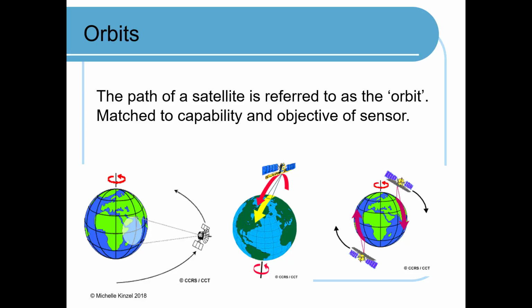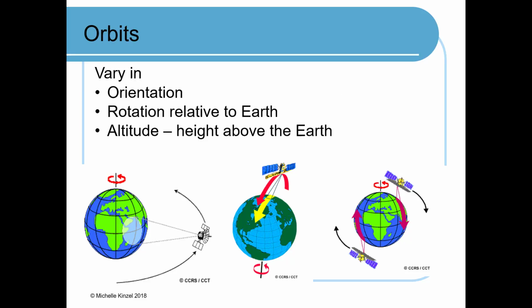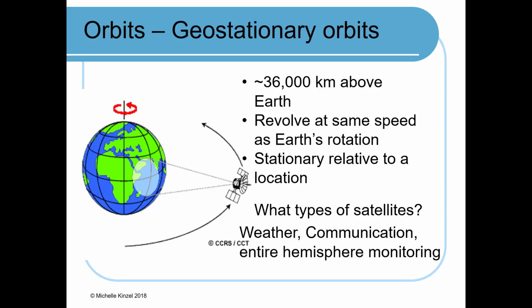When we think about the orbits of remote sensing, this is the path of a satellite, and it's referred to as an orbit, and it's matched to the capability and objective of the sensor. So we're going to talk about different types of satellites. These orbits vary in their orientation to the Earth, the rotation relative to the Earth, and the altitude or the height above the Earth. With a geostationary orbit, it's approximately 36,000 kilometers above Earth, and these satellites will revolve at the same speed as Earth's rotation. They are stationary relative to a location.